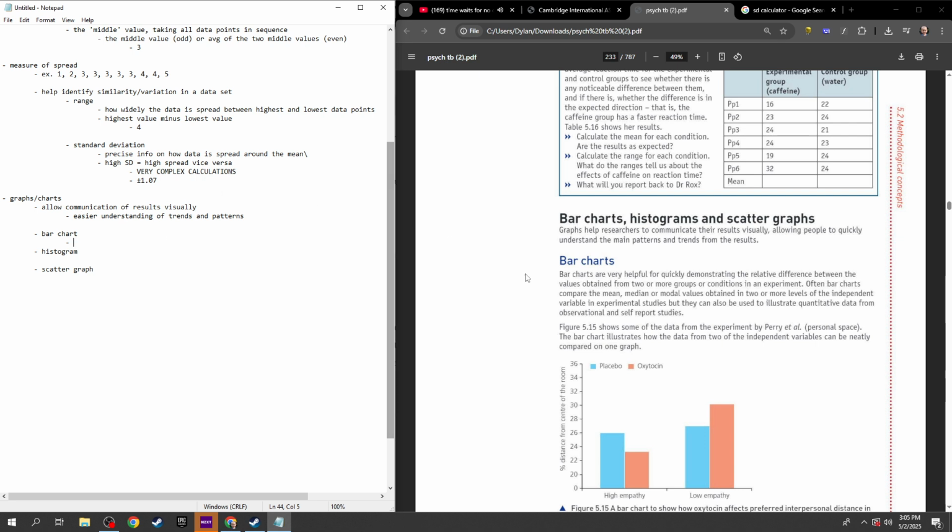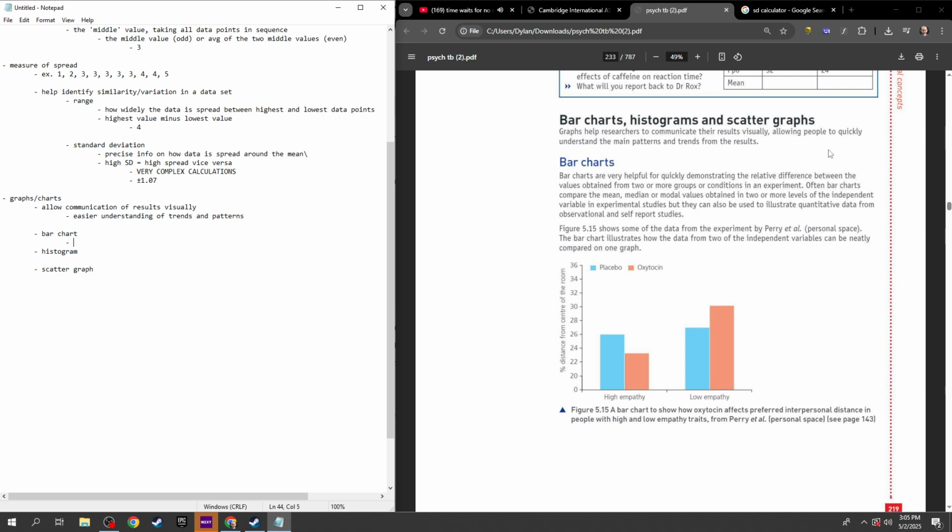Bar charts are very helpful for quickly demonstrating the relative difference between the values obtained from two or more groups or conditions in an experiment. Often bar charts compare the mean, median, or modal values obtained in two or more levels of the independent variable in experimental studies, but they can also be used to illustrate quantitative data from observational and self-report studies.